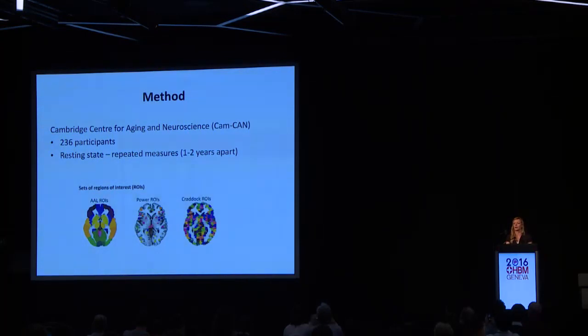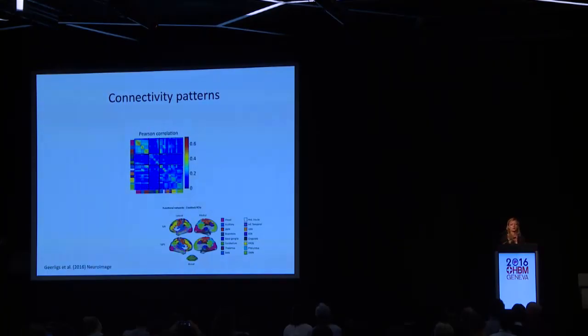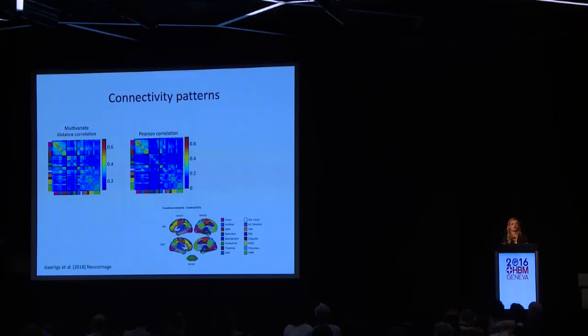So let's first look at the connectivity matrices for the Craddock ROIs. Here is the connectivity matrix with our typical Pearson correlation approach. The regions in this matrix are ordered by network, so on the diagonal are mostly within-network connections, and the color indicates the strength of connectivity. Now I can compare this to our distance correlation matrix, and you see that it looks very similar. So we find a very similar network structure overall.